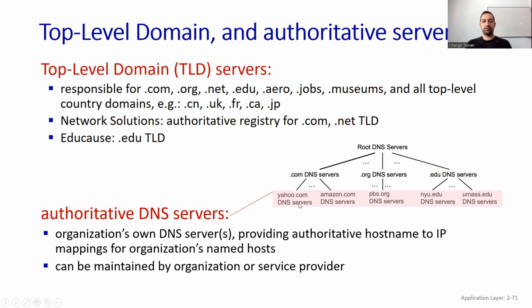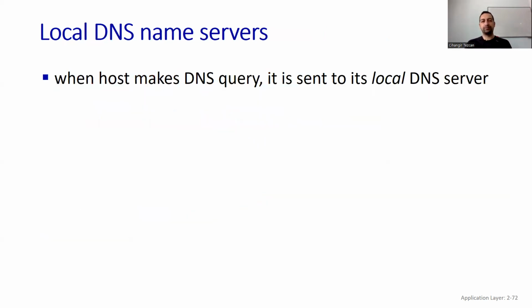And authoritative DNS servers are here. Organizations own DNS servers providing authoritative hostname to IP mapping for the organization's named hosts. They can be maintained by the organization or a service provider. So we can have this as local DNS name servers.